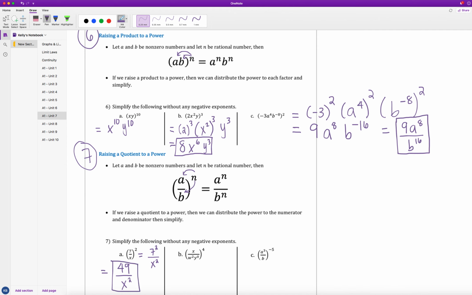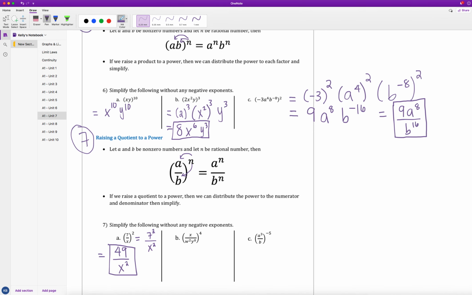Let's look at part B. So how many pieces do I have to distribute that 4th exponent to on part B? We have 3 pieces. We have the x, the w squared, and the y to the 0. So when we distribute this, we'll have x to the 4th all over w squared to the 4th. Then we'll have y to the 0 to the 4th. As you'll see, each one of those bases had to be raised to the 4th power.